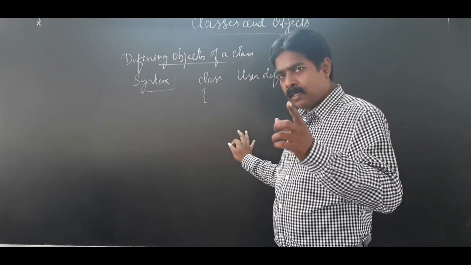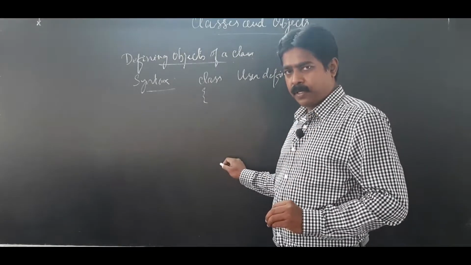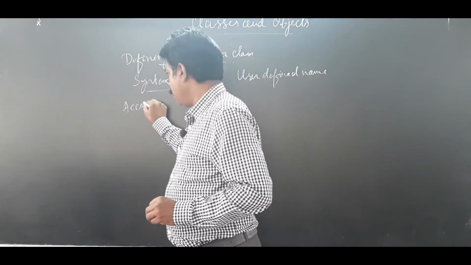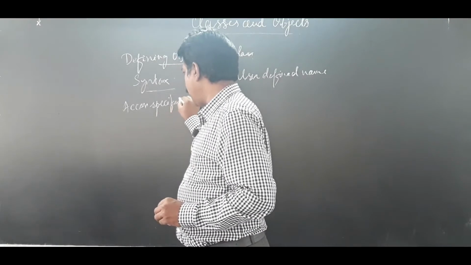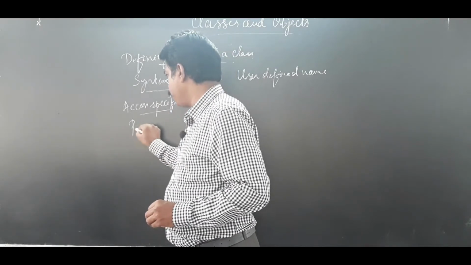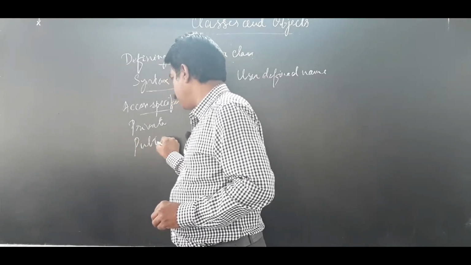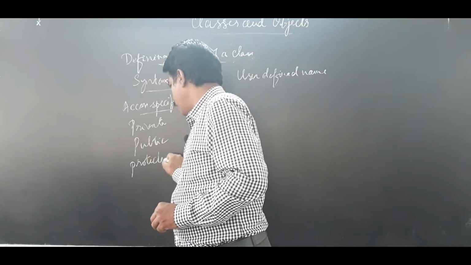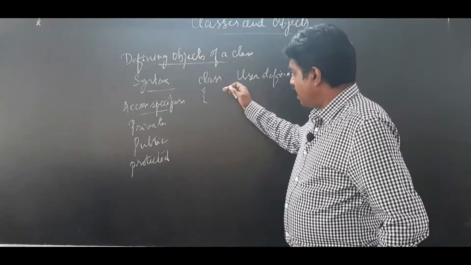As I said in the earlier classes, we need access specifiers. So, what are the access specifiers? As we discussed before, 3 access specifiers are there. What are they? Private, then public, after that protected, right? So, private, public and protected.